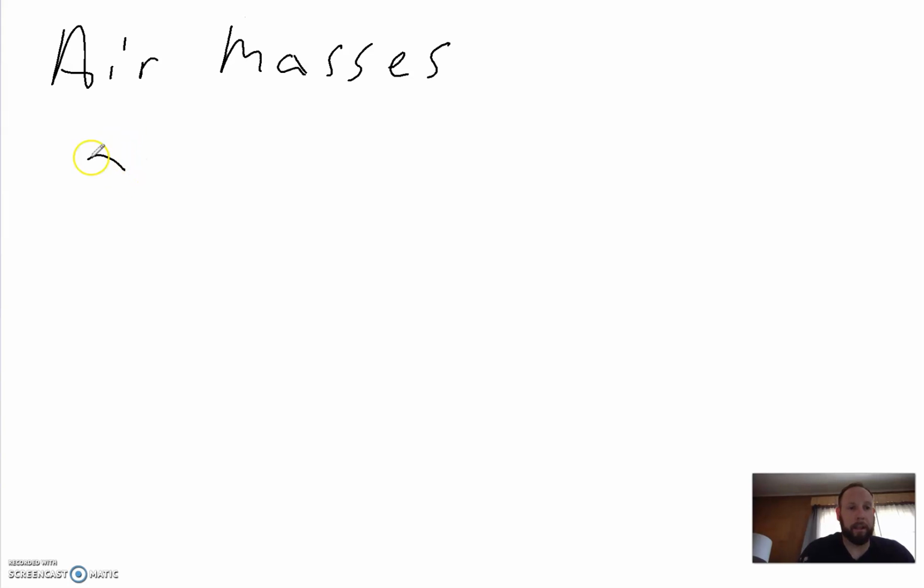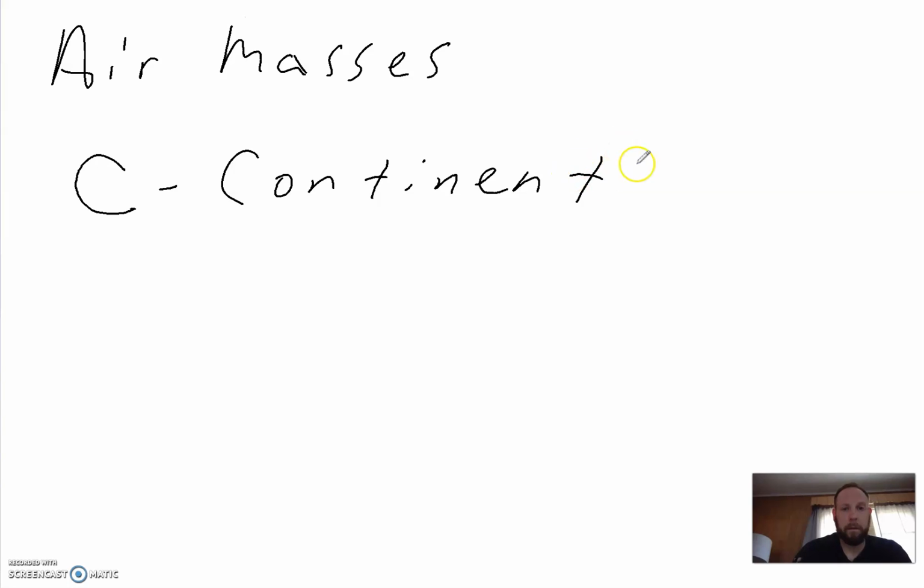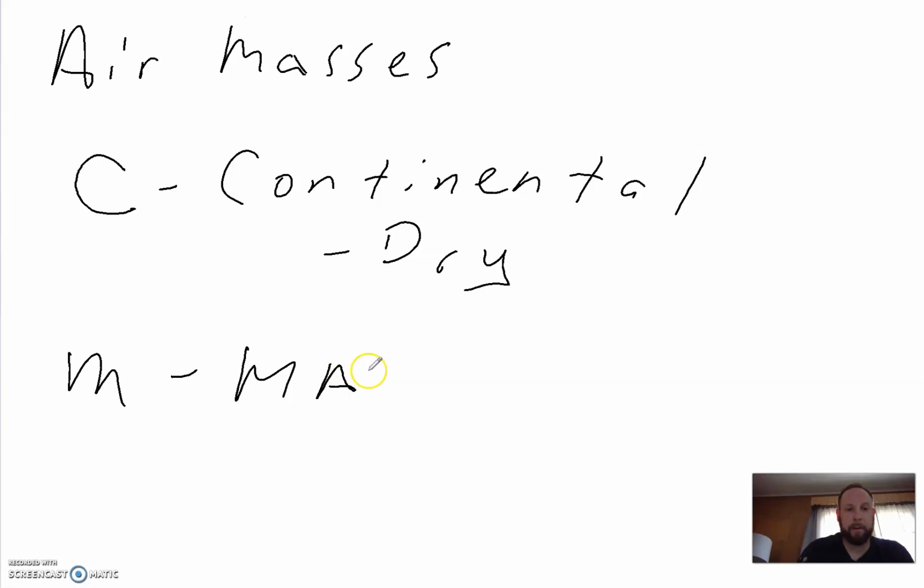We saw some letters, and I just want to go over those first. We saw a lowercase c, and this stands for continental. Continental air is dry. That's the first big thing. The next piece we saw was a little lowercase m, and that stands for maritime. What you probably have heard is a school named Maritime. It's a school on the water. And when we think of maritime, we think of water and we think of wet air masses.